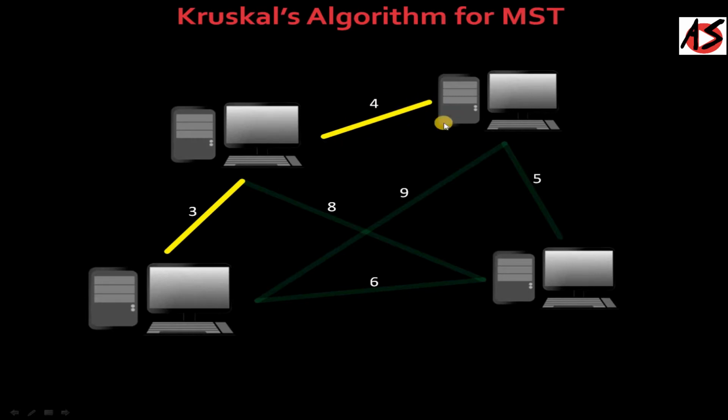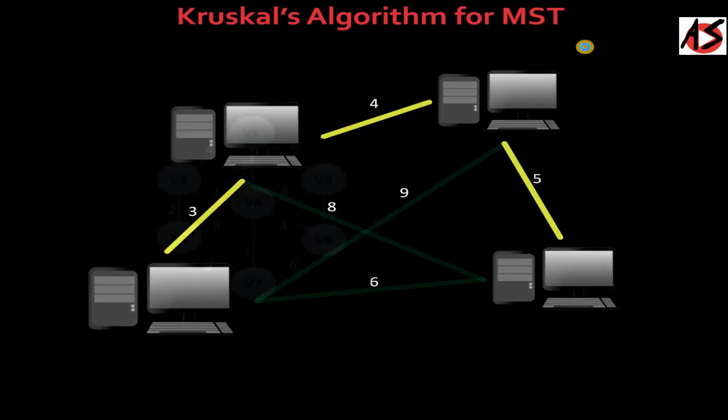Now we will select the next one, that is 5. 5 is minimum among the remaining all. So we will select the 5 here. And since we have 4 computers, we have selected already 3 edges. So we have connected all 4 computers. So using Kruskal's algorithm, you can build the minimum spanning tree. Let's see how Kruskal's algorithm works in detail.